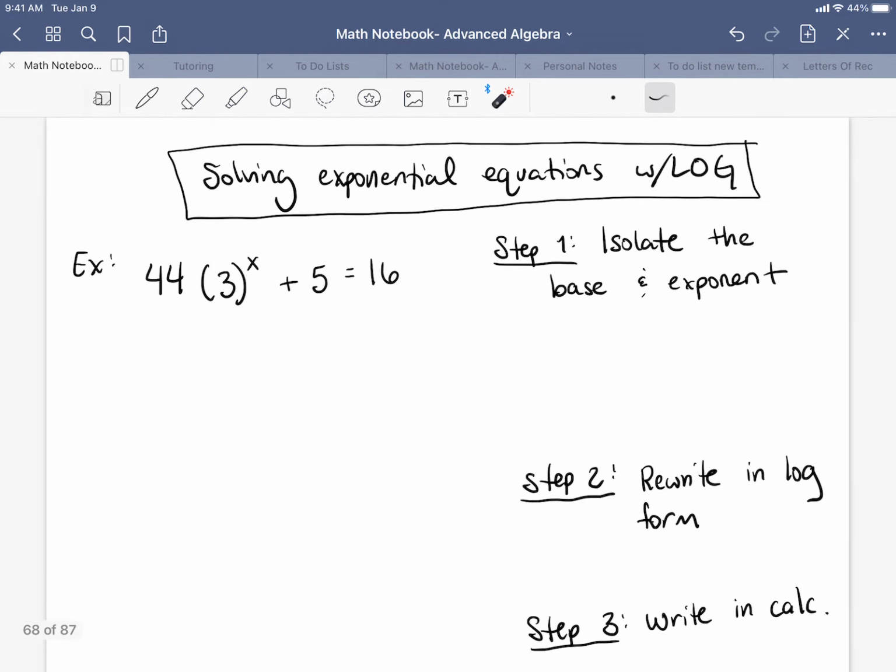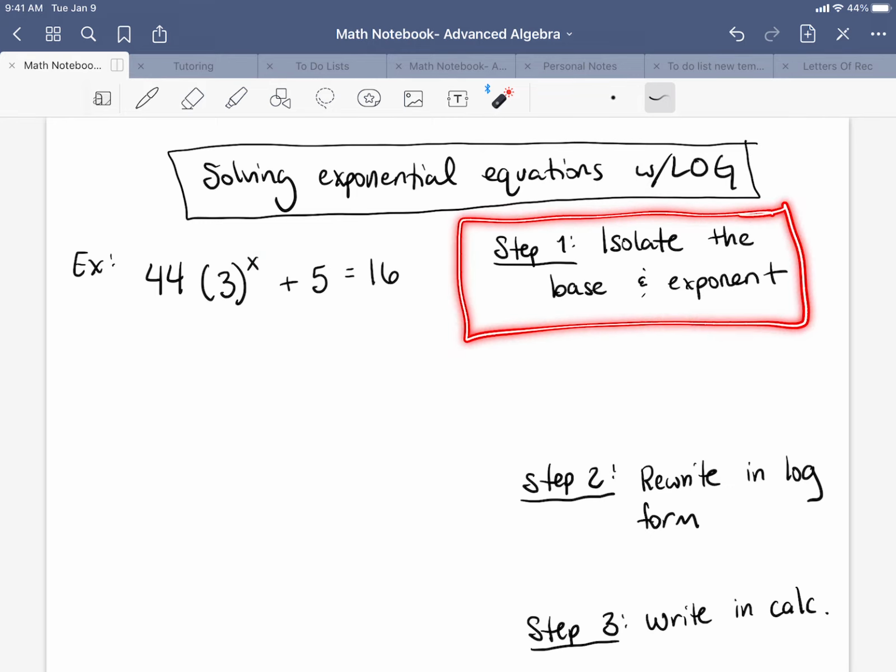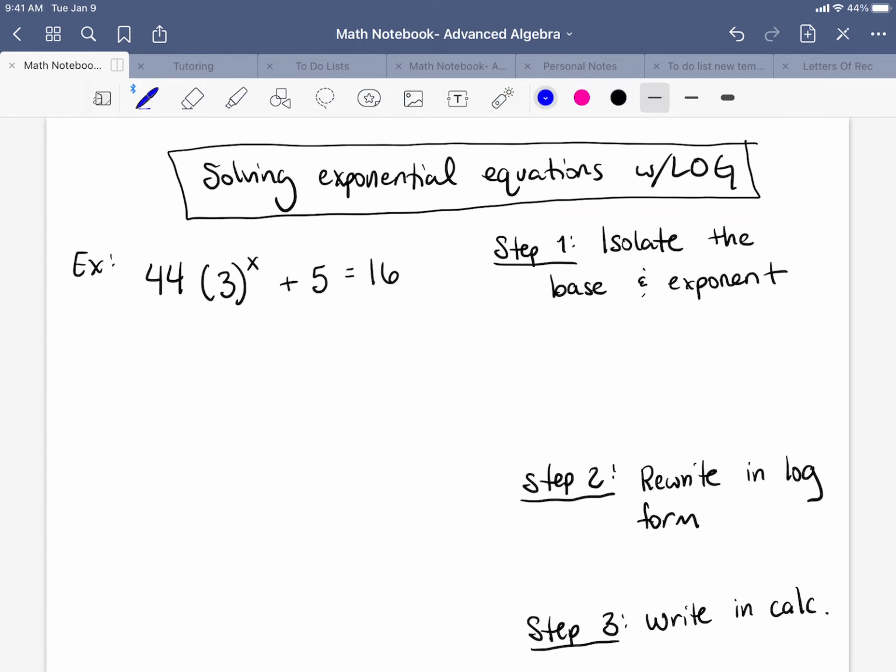Okay, how to solve exponential equations with log. So this is why we actually use it. We use it to find an unknown exponent. So our first step is to isolate the base and exponent. Follow along, and then pause it and take notes. I build my wall where the equal sign is. And what is my base and my exponent? Well, here's the base and here's the exponent. So I have to get that by itself.